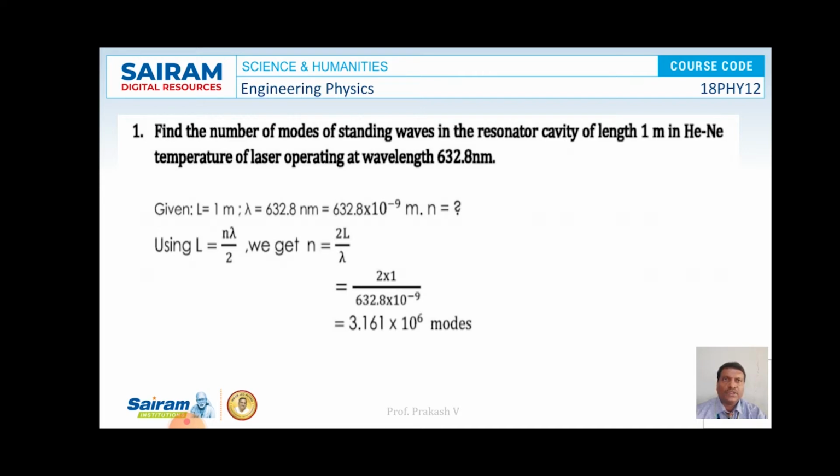So we know that L is equal to n lambda by 2, so n can be written as 2L by lambda. So substitute the value of L, that is 1, and lambda, that is 632.8 nanometer. On simplification, the value of n, that is the number of modes, is equal to 3.161 into 10 to the power of 6 modes. So this is the solution for this problem.